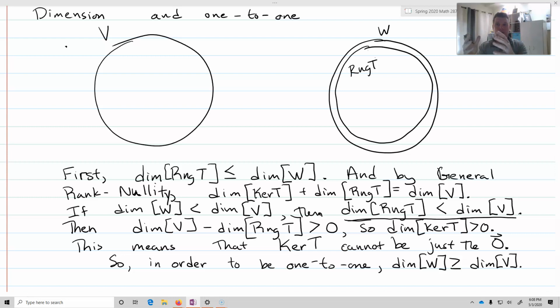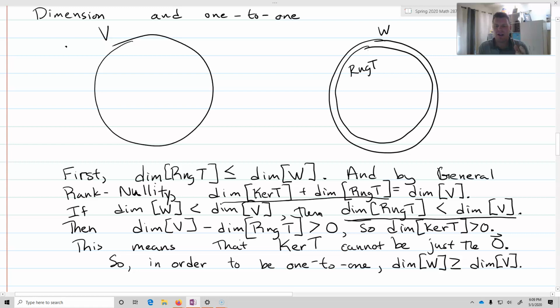So if W is a smaller space, dimension-wise, than V is, then the range can't possibly be the same size as V. And that's where we get this: the dimension of V minus the dimension of the range of T is going to be greater than 0. That means the dimension of the kernel of T, by this equation, has got to be greater than 0. And so the kernel of T can't be just the trivial solution. It can't just be the 0 vector. It's got to be at least one vector or more.